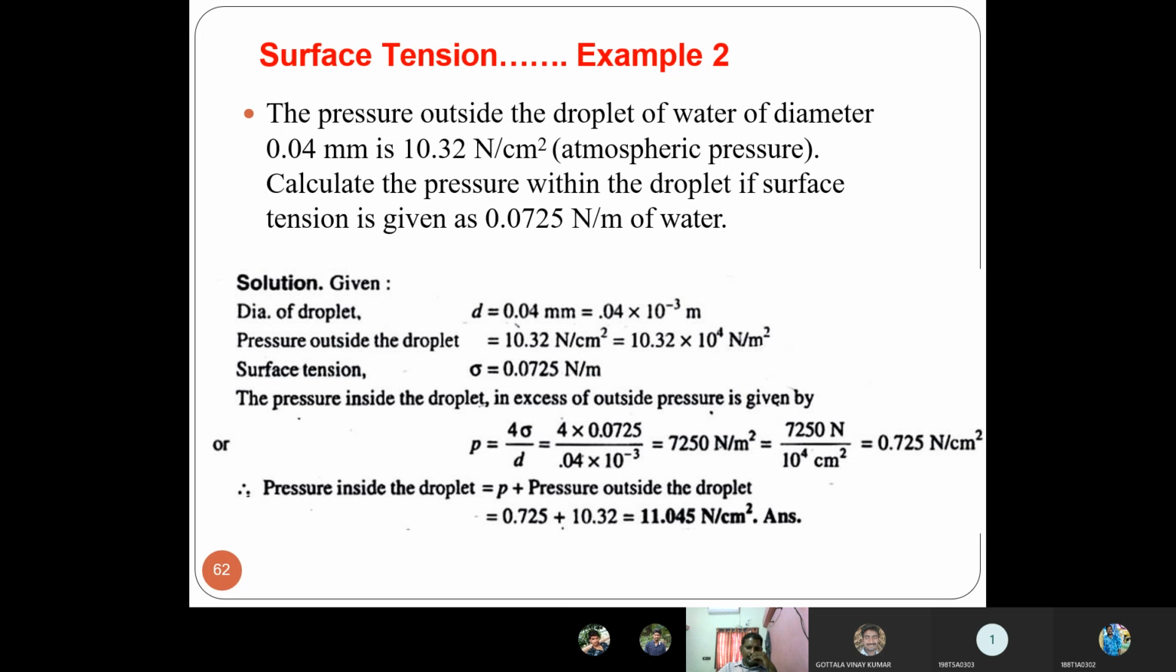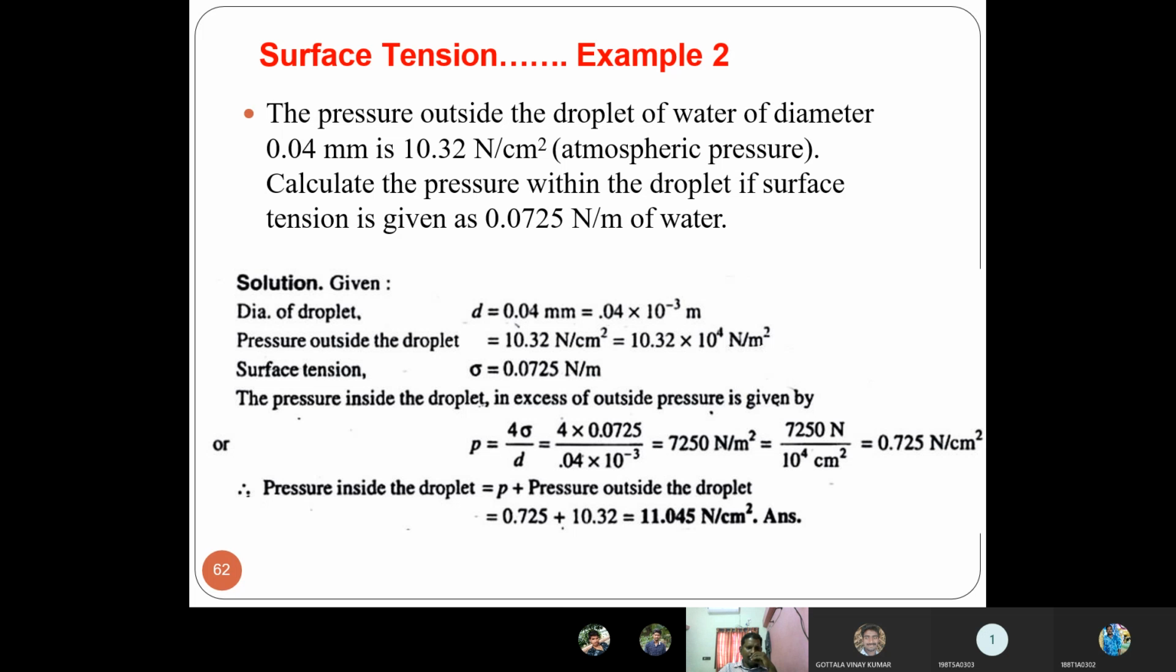Newton by 10 to the power of 4 centimeters square. So 7250 by 10 to the power of 4, we will get 0.725 Newton per centimeter square. This is the excess pressure inside the droplet.